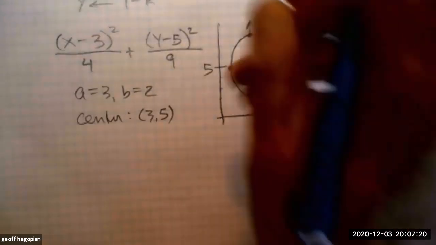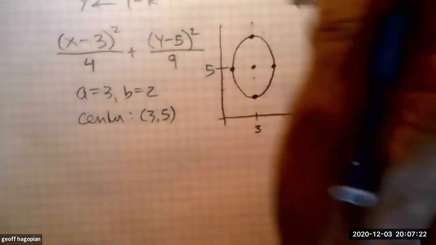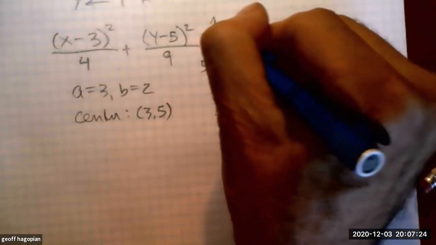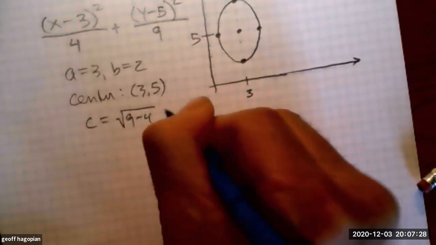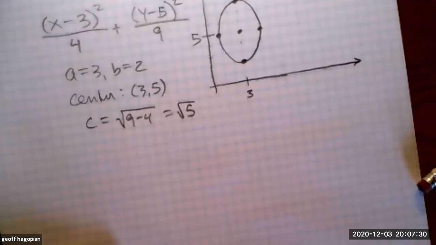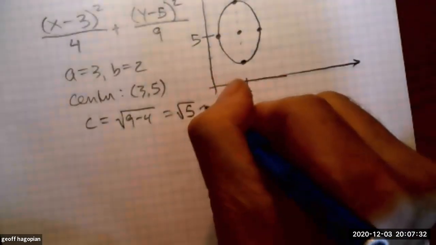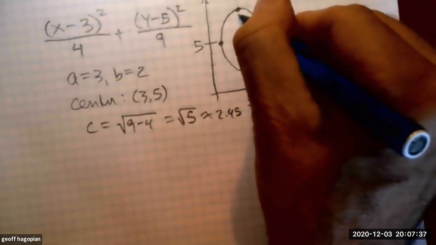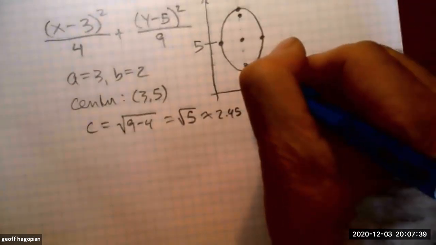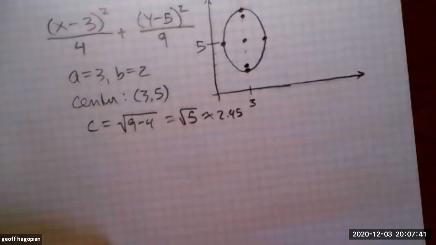Oh, well, yeah, the y-axis is over here. So where are the foci now? Well, c is equal to the square root of 9 minus 4, which is the square root of 5 here, right? Which is about 2.45. And so you're going to go up 2.5 and down 2.5 approximately to find the 2 foci.